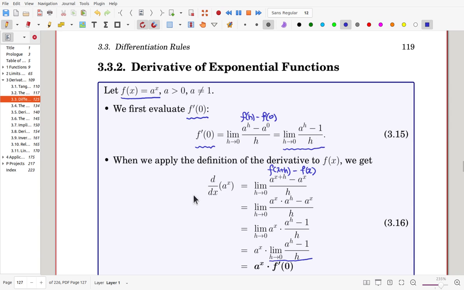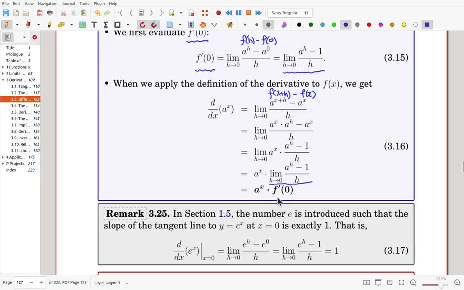So we can conclude that the derivative of a to the x is the function itself times f prime at 0. Later on, by using some advanced technique, the chain rule in fact, we'll prove that f prime at 0 is the natural logarithm of a. We can prove that, but for now we'll use that formula: the derivative of a to the x is the function itself times f prime at 0.